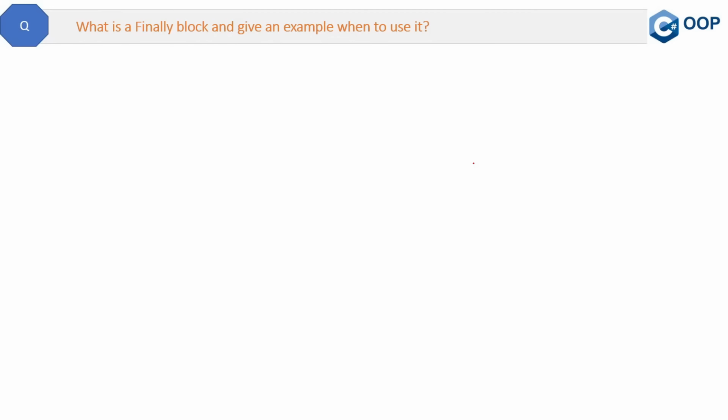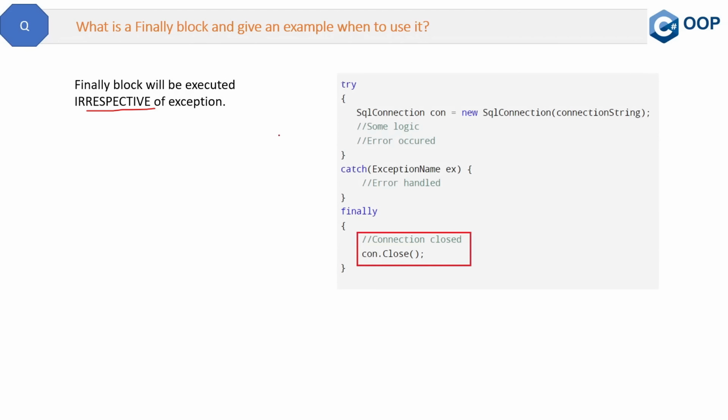What is a finally block, and give an example of when to use it. The finally block will be executed irrespective of the exception. For example, closing a database connection can be kept in the finally block as it has to be done irrespective of the result, meaning whether any error occurs or not. If you have to make sure the connection must be closed, then you have to put that statement inside the finally block.